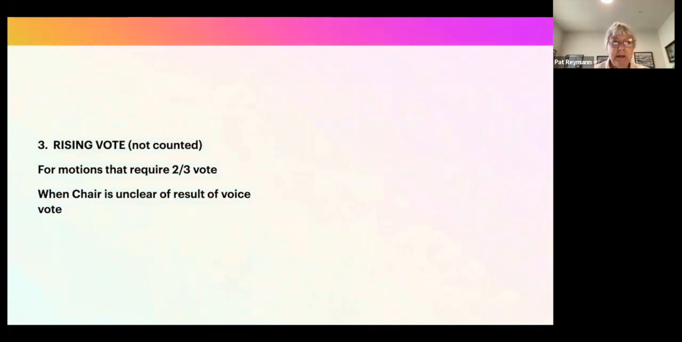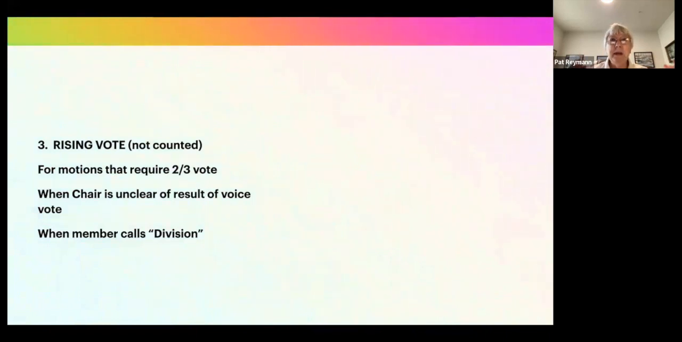But when the chair is unclear of the result of a voice vote, the chair can just ask, let's retake this as a rising vote. Another member may call out division. We didn't talk about that one before. It's a motion, but it doesn't require a second or a vote or any of that stuff. It just is a demand, and it's strong. It's a demand from a member to retake the vote in a different way because he or she does not agree with the announcement by the chair of which side won.